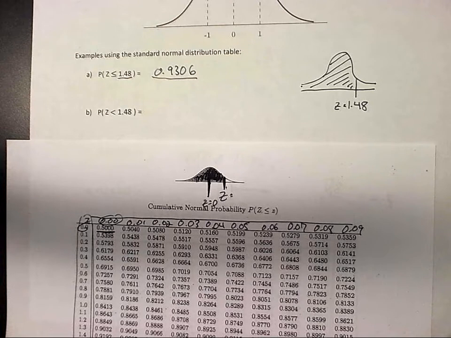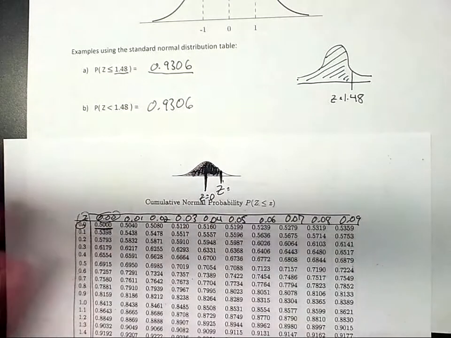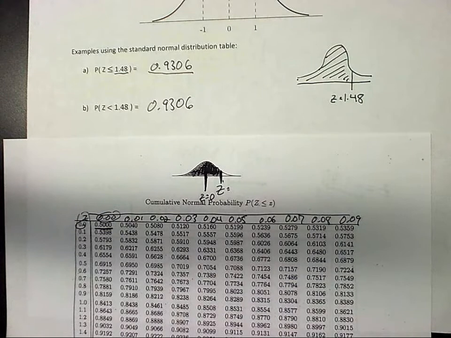All right, then let's go on to question B. Probability that z is strictly less than 1.48. Wouldn't you go to 0.07, because it has to be less? Wouldn't it be the same, because of the equation you said? Oh, yeah, that's right. Good. So this is going to be equal to 0.9306, just like we had in part A.